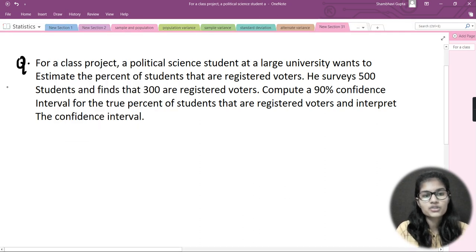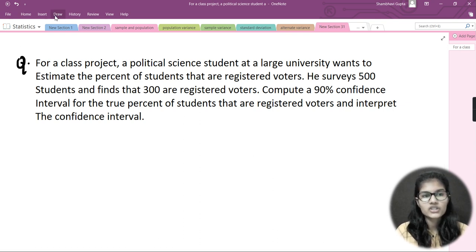So my question says that for a class project, a political science student at a large university wants to estimate the percent of students that are registered voters. He surveys 500 students and finds that 300 are registered voters. Compute a 90% confidence interval for the true percent of students that are registered voters and interpret the confidence interval.